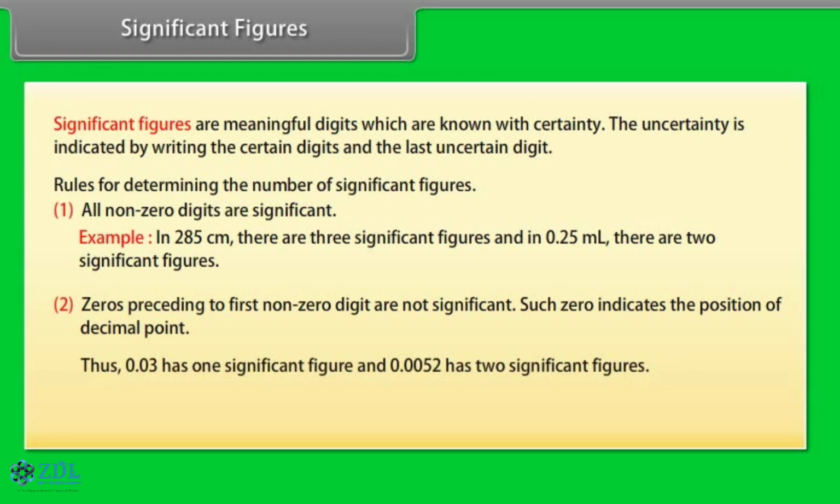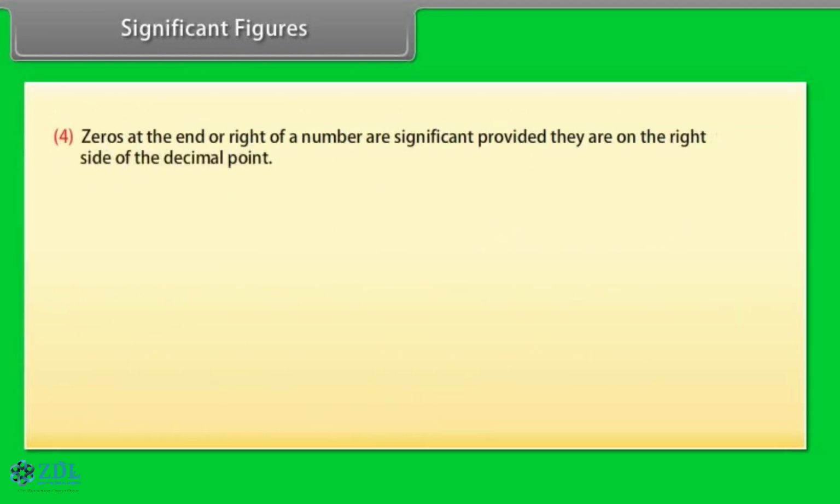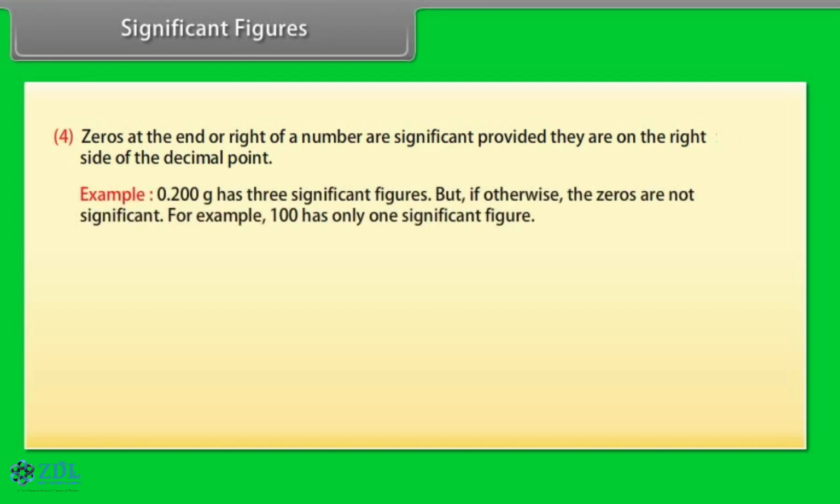Thus, 0.03 has 1 significant figure and 0.0052 has 2 significant figures. Zeros between 2 non-zero digits are significant. Zeros at the end or right of a number are significant provided they are on the right side of the decimal point. Example, 0.200 gram has 3 significant figures. But if otherwise, the zeros are not significant. For example, 100 has only 1 significant figure.